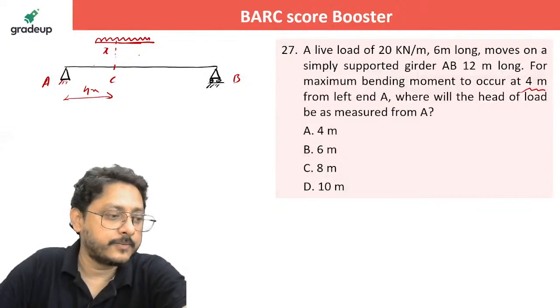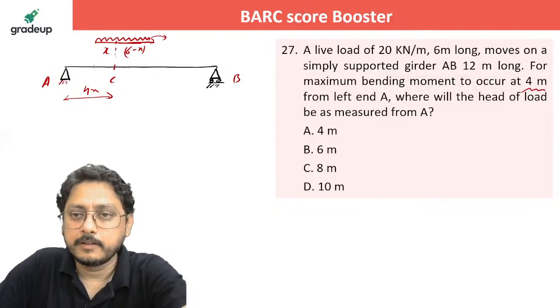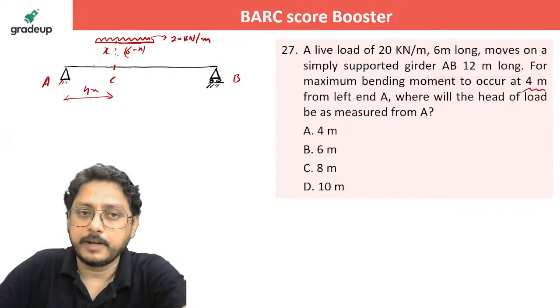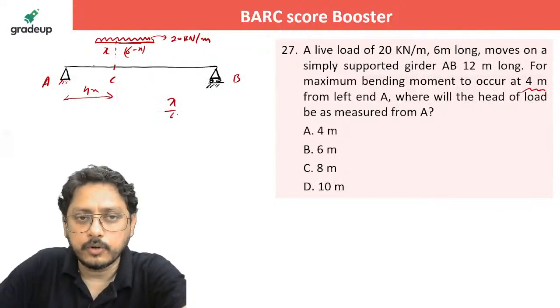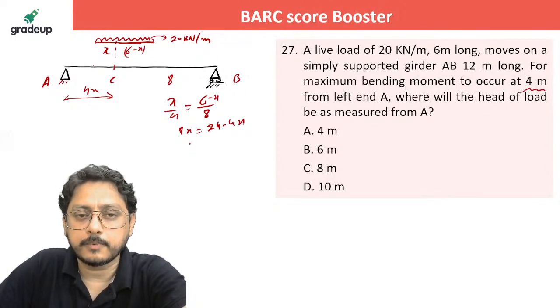Average loaded system we are adopting. How we are doing that? If it is x, it will be 6 minus x, isn't it? And the intensity of load is given as 20 kilonewton per meter, isn't it? Now when you will get the maximum bending moment, x by 4 is equal to 6 minus x by this distance, which is 8. If you solve this one, how much you will get? 8x equals 24 minus 4x, and it will become 12x equals 24, and x is equal to 2.